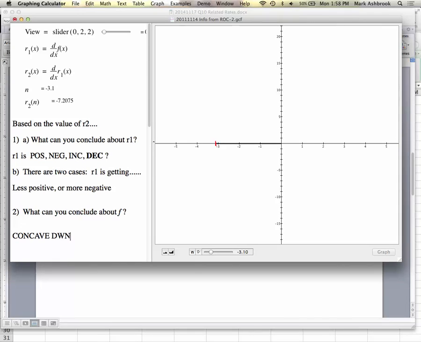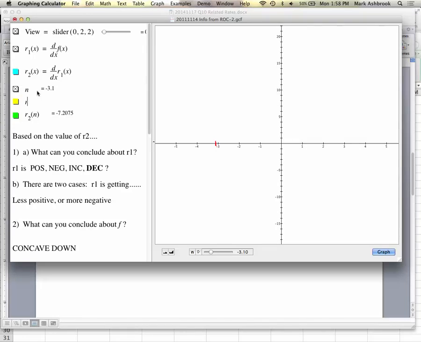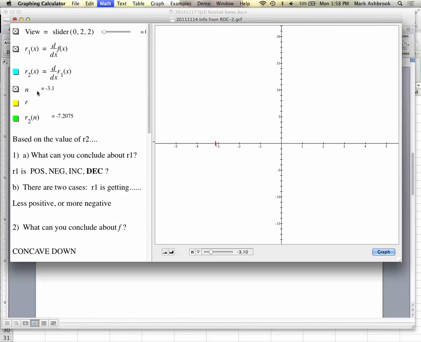Okay, now I'm going to show you the value of R1. So let's come up here. Let's actually show you the value of R1 here. Okay, so now I'm showing you R1 at negative 3.1, same point, and it's positive 7.44. So what can you conclude? Talk. Go.